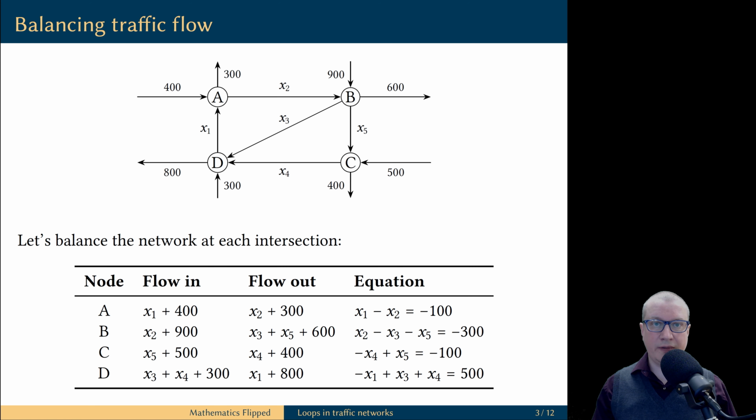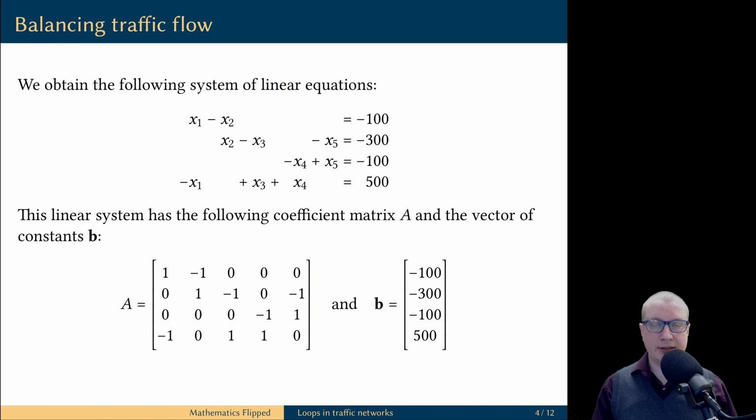To balance the traffic in this network, we look at each node at a time. We look at the rate of flow into the node as well as the rate of the flow out of the node. These two rates must be the same. Equating the traffic flowing into each node with the traffic flowing out of each node, we get 4 equations, one equation for each node in the network. Please pause this video if necessary to make sure you can reconstruct this table. For the traffic flow to be balanced, all these equations must be satisfied simultaneously.